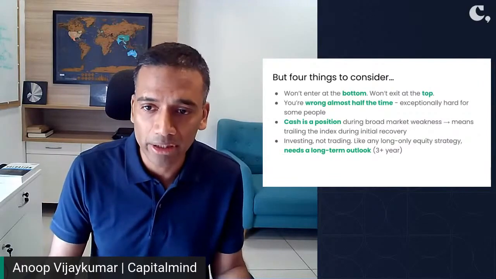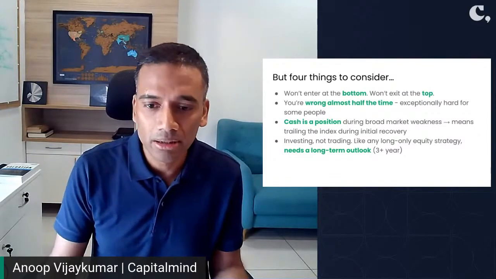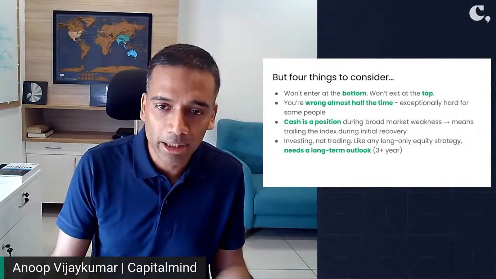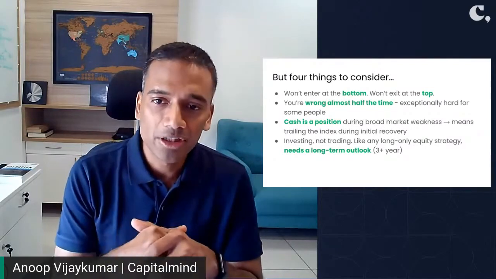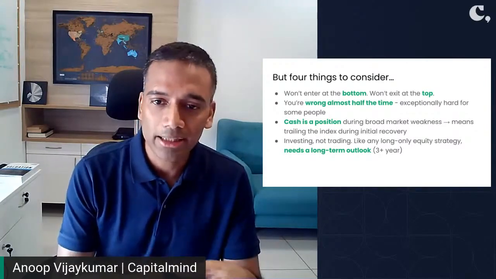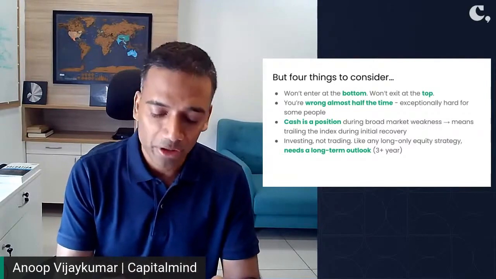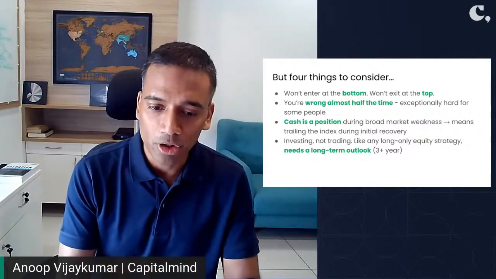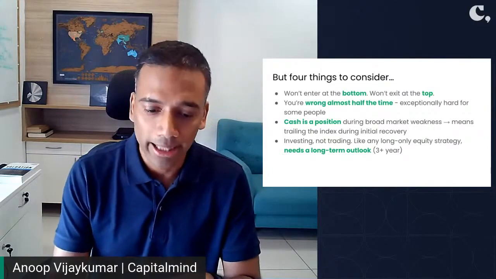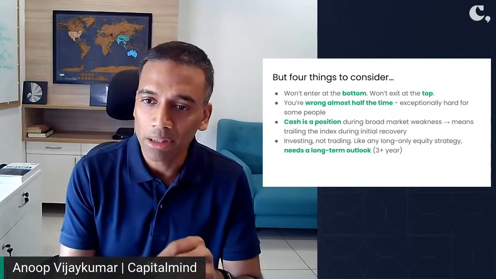You're wrong almost half the time. And this is so difficult for a lot of people, I think, coming from our typical education system, where we are scored on the number of questions we get right. In the case of a momentum strategy, you're going to be wrong almost half the time, which means you're going to buy a bunch of stocks and then half of them might not even work out. And you will end up exiting them at small or slightly larger losses.